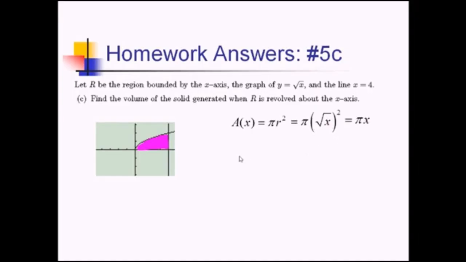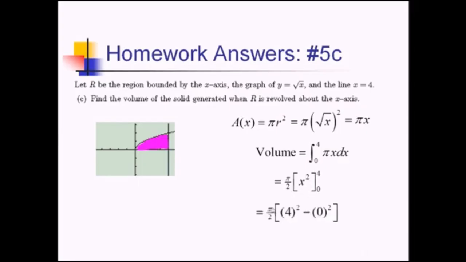This is going to be pi times just x. And now I'm just going to take the integral from 0 to 4 of pi x dx. I have to do this by hand, though. So this is going to be pi over 2 times x squared, evaluated from 0 to 4. And I'm going to just take this pi over 2 outside the evaluation box. So this is pi over 2, and in parentheses, I've got 4 squared minus 0 squared. So this is really just pi over 2 times 16, which is going to be 8 pi.